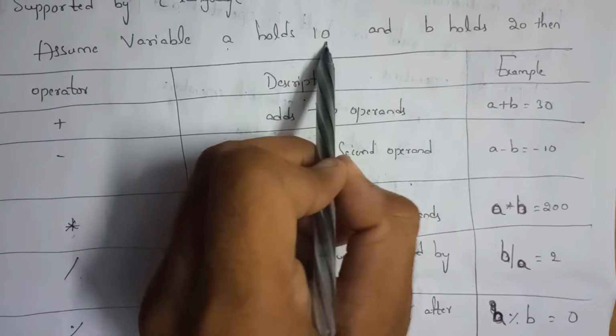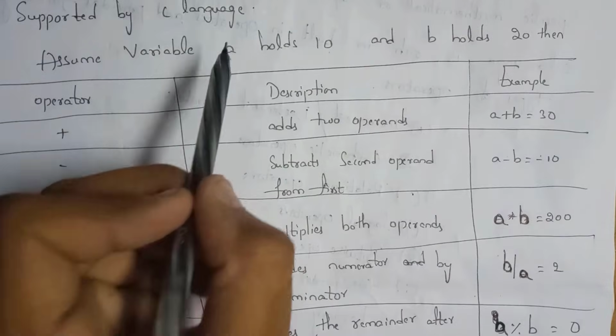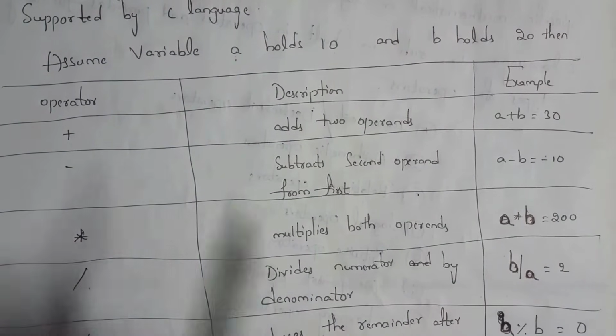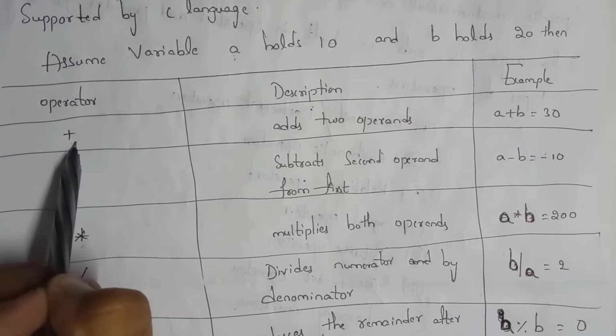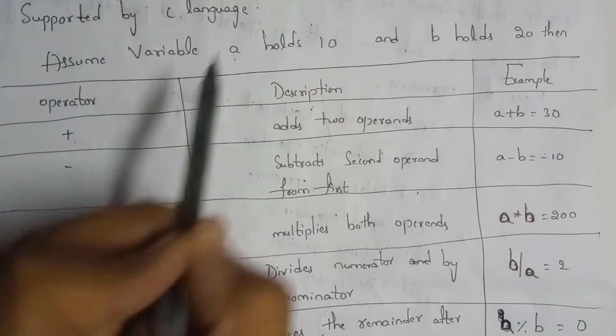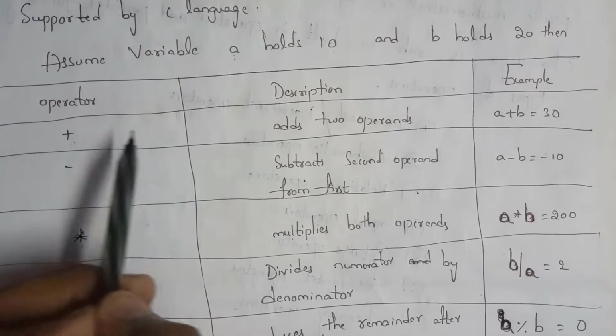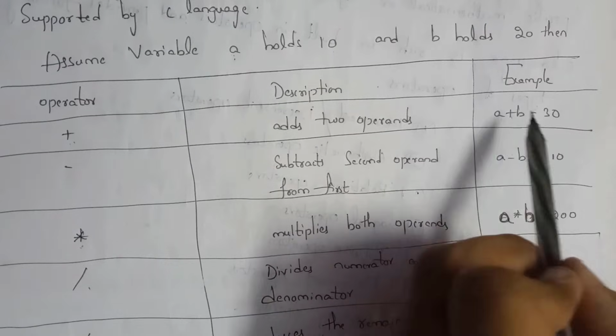A holds value 10 and b holds value 20. We can call this a and b as operands. First arithmetic operator is addition. We use symbol plus. Addition is used to add two operands, that is a plus b.